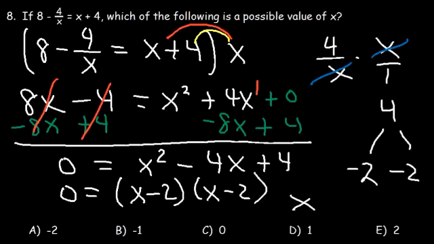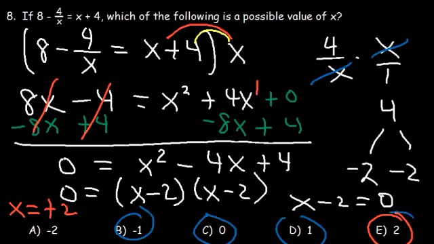So if we set x minus 2 equal to 0, and if we add 2 to both sides, we can see that x is equal to positive 2. So therefore, E is a possible value of x. Now, if you're having difficulty solving for x, what you could do is plug in each of these answers and see which one is true for the equation.